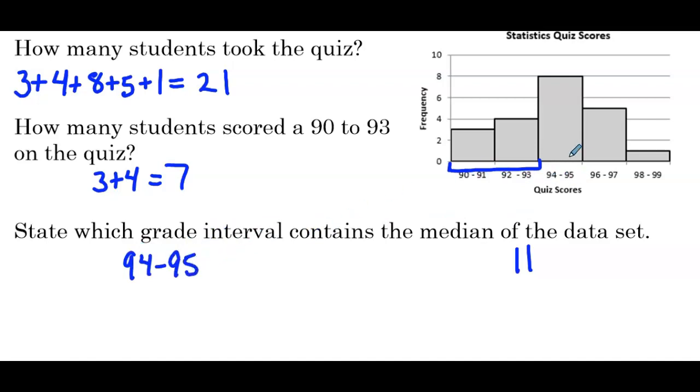Now, it also happened to be the middle grade range. That's just by chance. It does not have to happen that the median is in the middle of the grade range. If the data was dispersed differently, maybe there was way more students who scored 90 to 91, well then maybe the median would have been 92 to 93. It's all based on the data. We were specifically looking for where that 11th student fell.